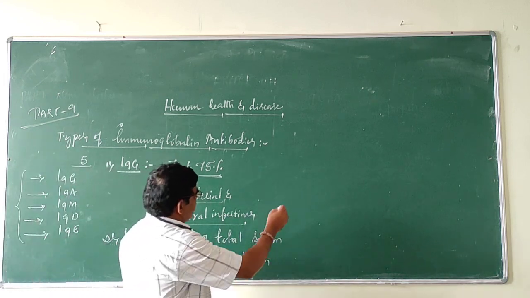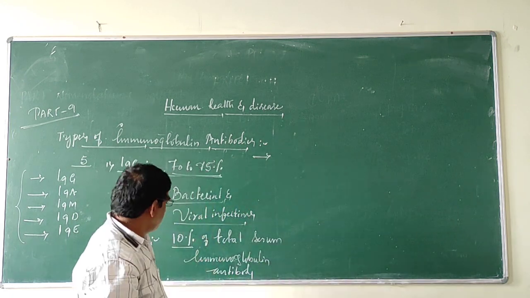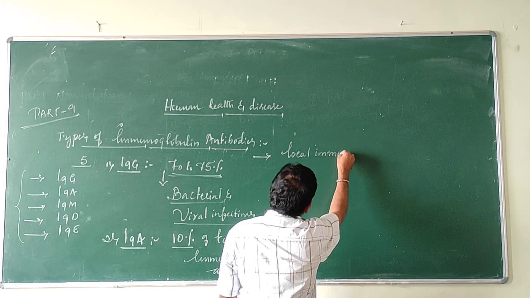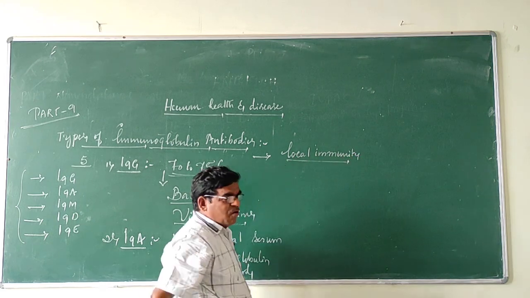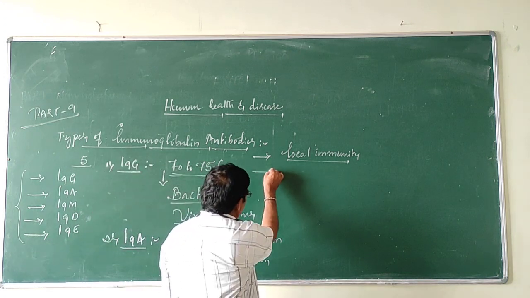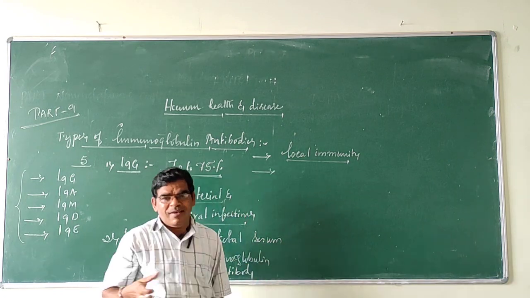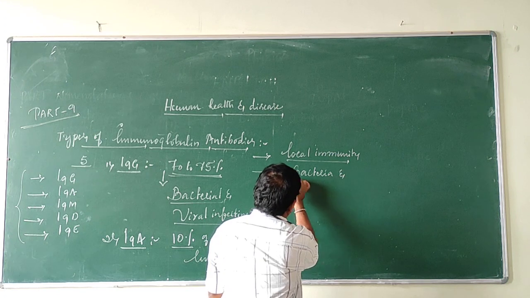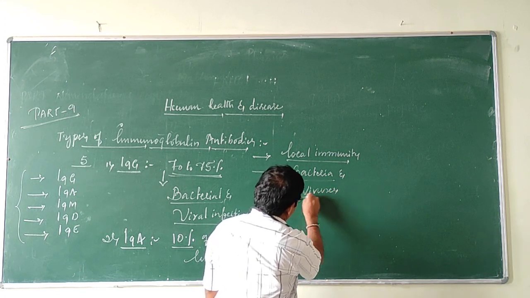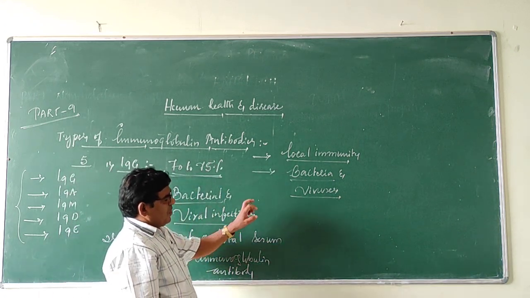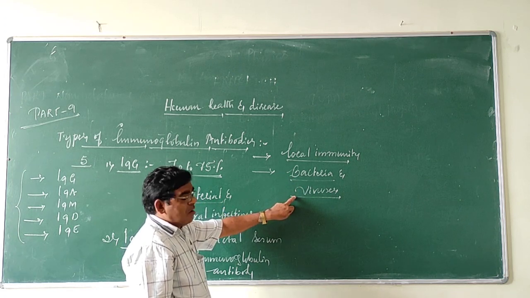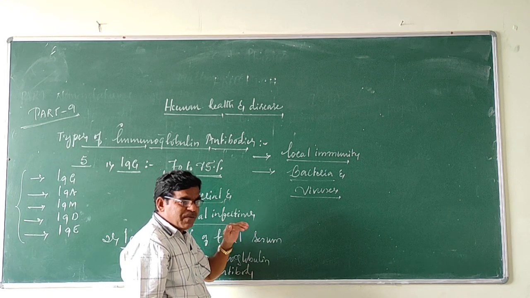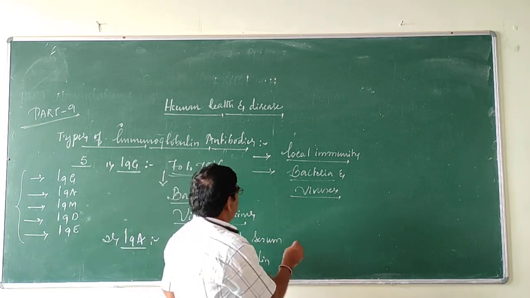This IgA antibody is also very important because it is responsible for local immunity. It creates the local immunity. IgA antibody also attacks bacteria and viruses, or fights against bacteria and viruses. It is responsible for local immunity. It constitutes about 10% of total serum immunoglobulin antibody.